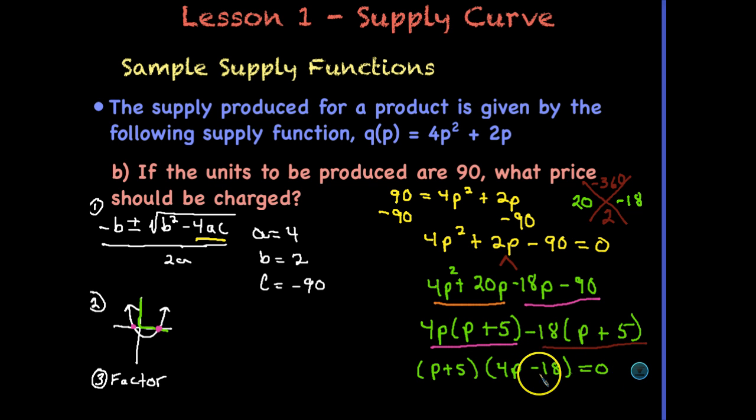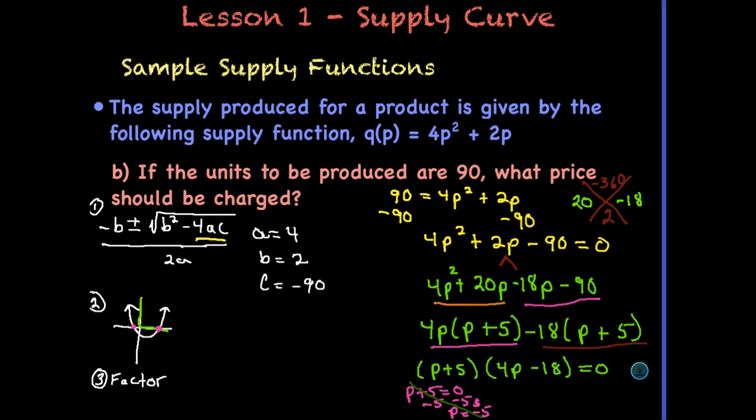Great. In order to solve, I just set each of these equal to 0, and then I can solve. So, p plus 5 equals 0, subtract 5, and p equals negative 5. Well, negative $5 doesn't make any sense, right? That's this point out here. So we're going to conclude that this is not a solution.